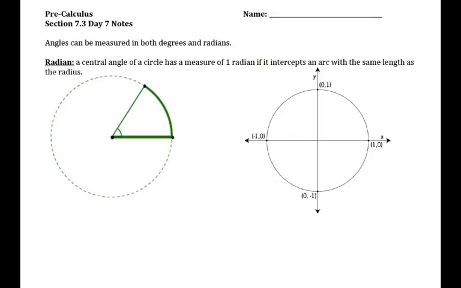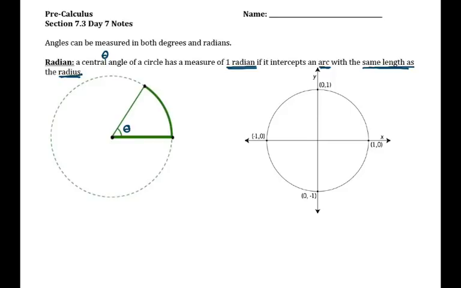So today we're going to be talking about how to measure angles in another unit called radians. If you look here on the screen, the definition of a radian is there, but I do want to interpret what that means. The definition of a radian is: a central angle of a circle has a measure of 1 radian if it intercepts an arc with the same length as the radius.